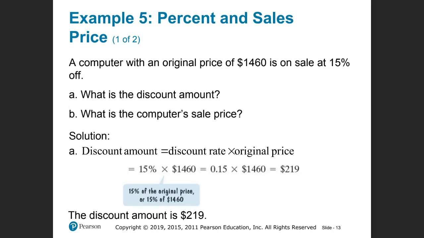Here's an example. A computer with an original price of $1,460 is on sale at 15% off. What is the discount amount and what is the computer's sales price?